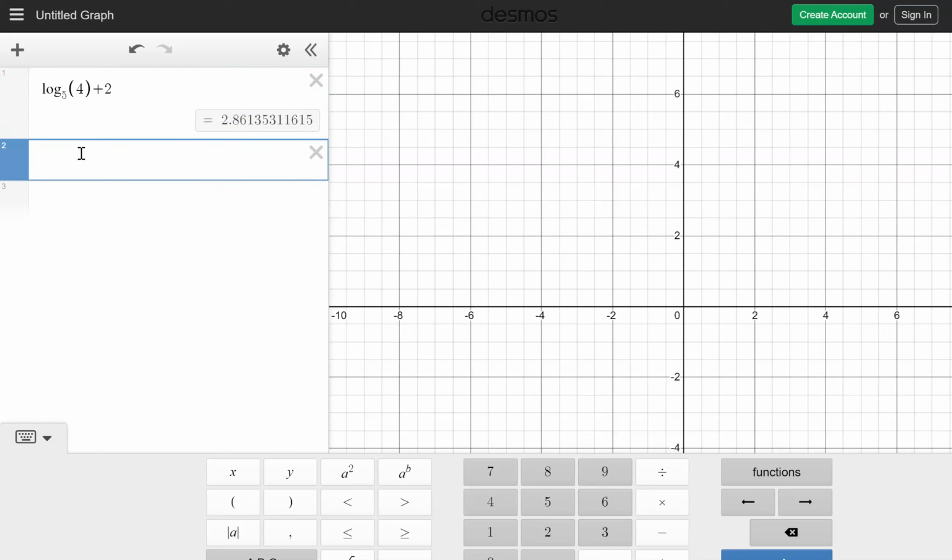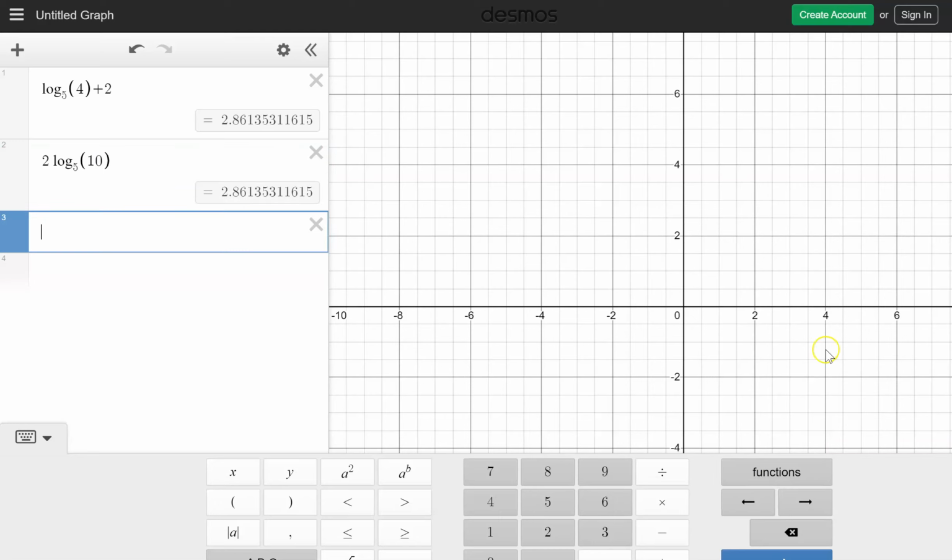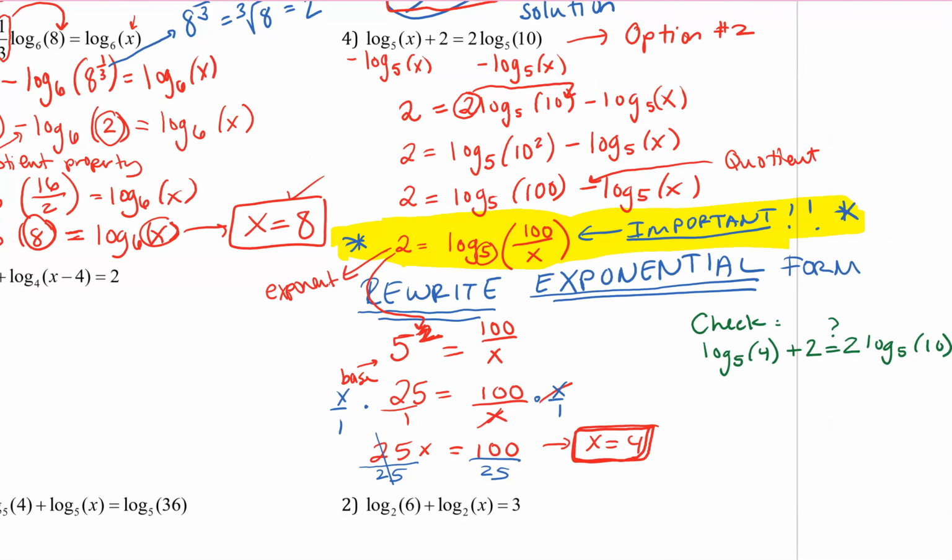So now what we're going to do is see if that is equal to 2 times the log base 5 of 10. And lo and behold, it is equal. Look at that. So 4 was the solution to this equation. Those two expressions from the original equation are equal when I plug in my eventual solution of 4.